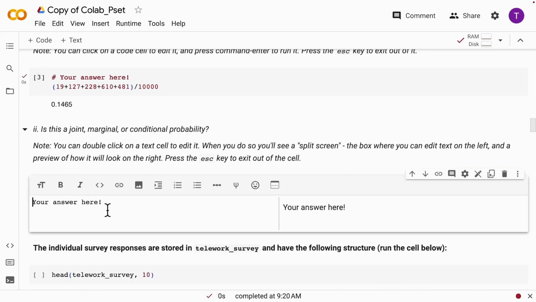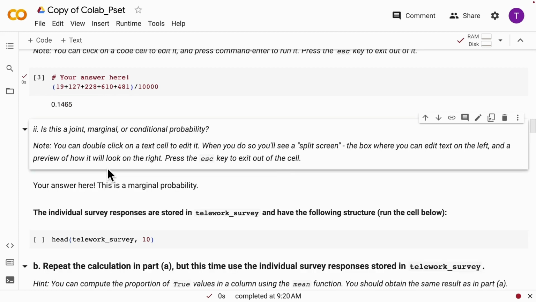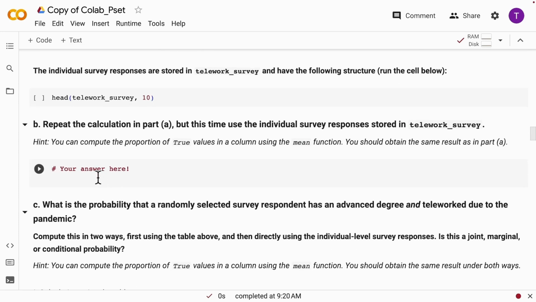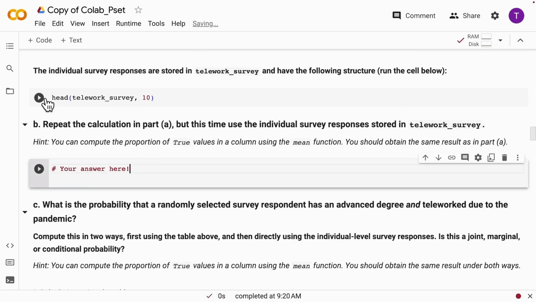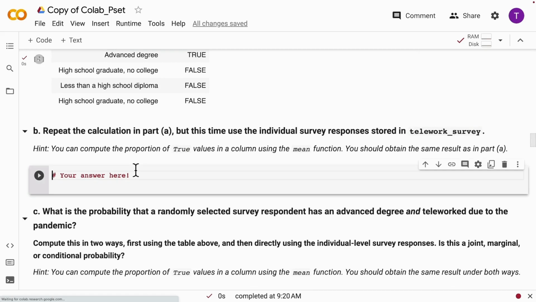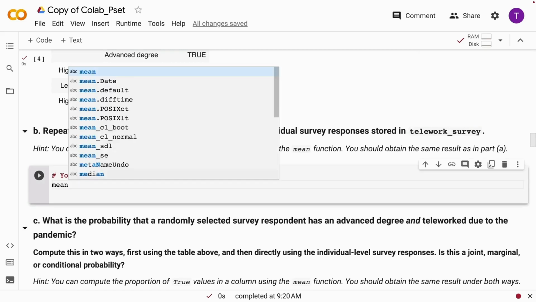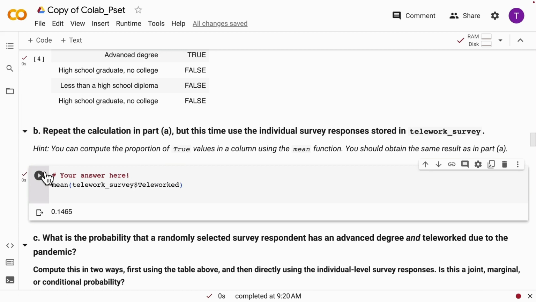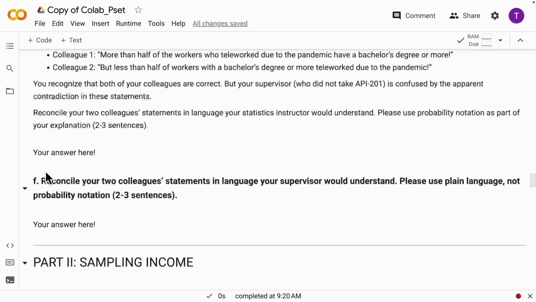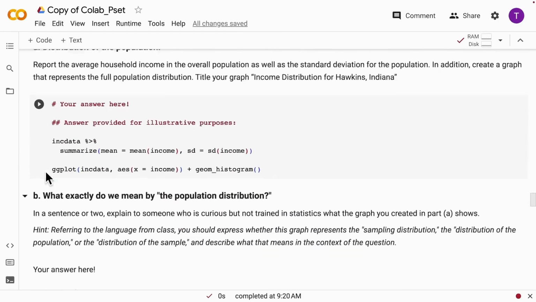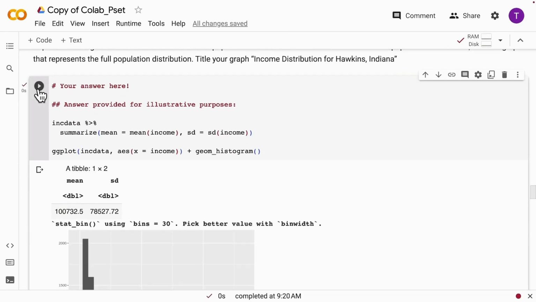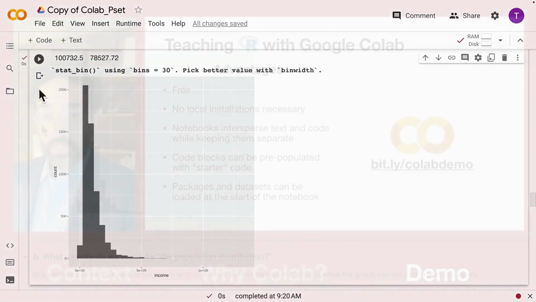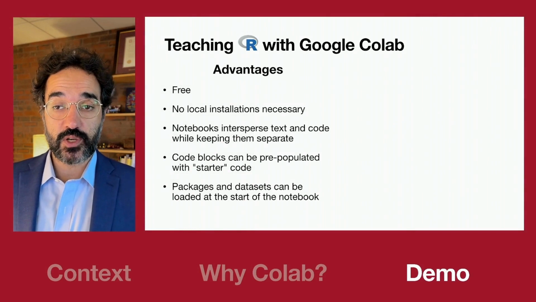We can then have them actually input text. And it renders nicely. And then we ask them to actually use the mean command on the actual telework data. And as you can see, it auto-populates from the data set. So we use that to get the same number. There are a number of other questions in this notebook, including the construction of histograms, so you can see how graphs get shown as well in Colab.